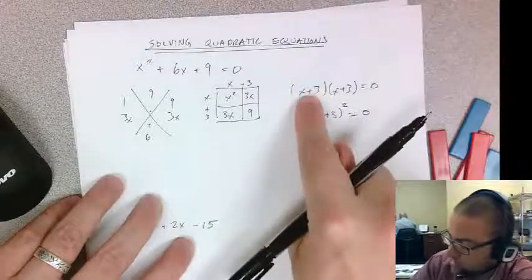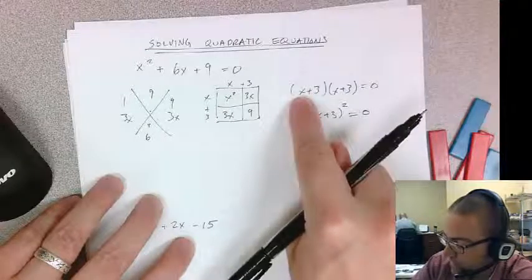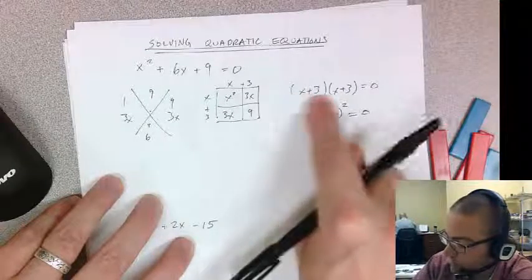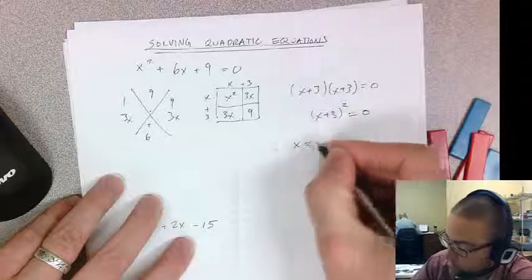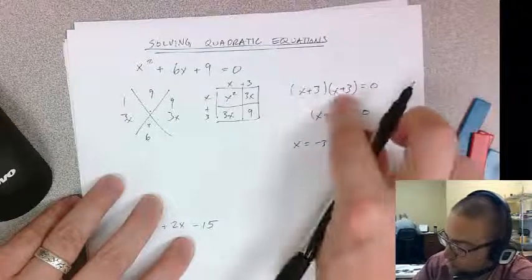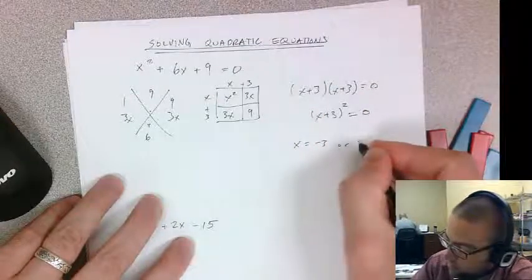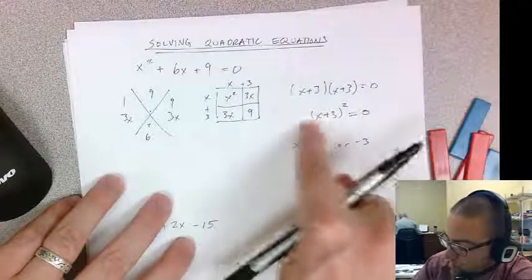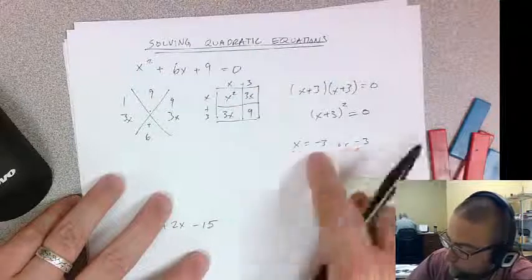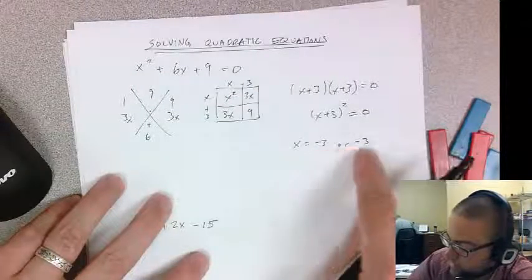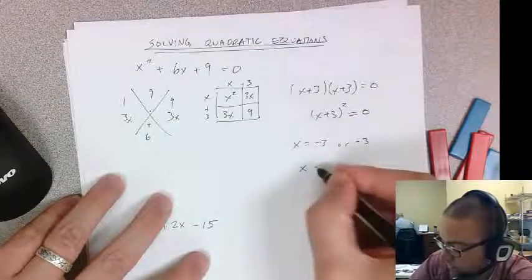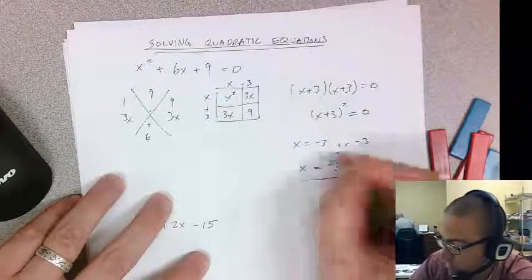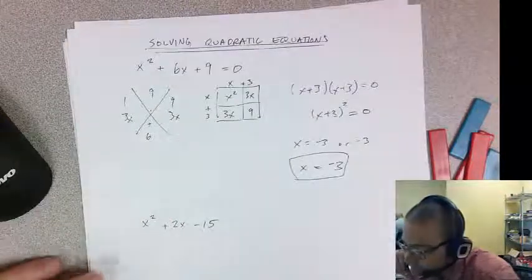So what makes this 0? Negative 3, right? Negative 3 plus 3 would be 0. So x is equal to negative 3. Or this one also is negative 3, right? This happened because this was a perfect square. But since I have two different answers that are actually the same answer, I really only have one solution to this equation. So it's just x equals negative 3.